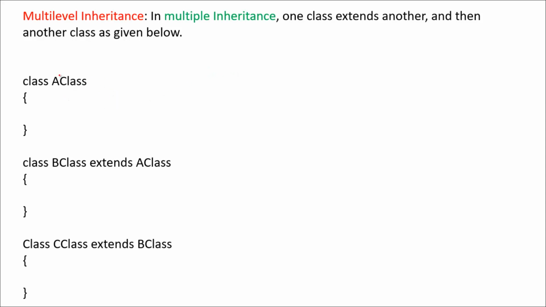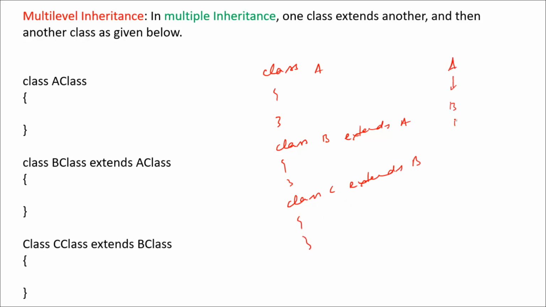It is the multilevel. Say here it is class A. Then I want class B to extend class A, and then class C extends class B. In this way, B inherits A, C inherits B, D inherits C, like this. This is possible in Java, but multiple inheritance is not possible.